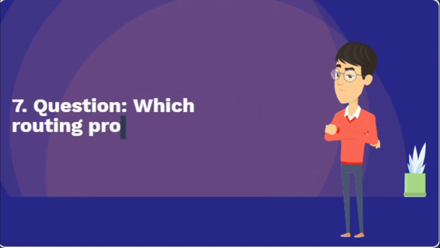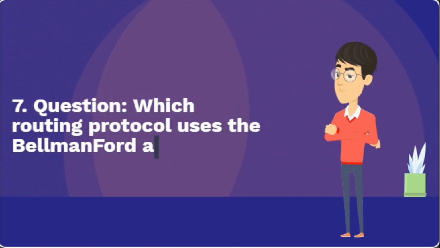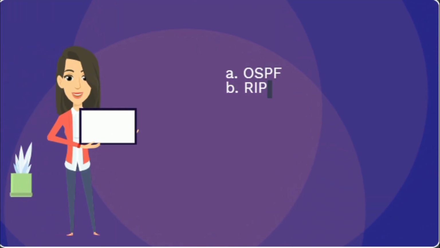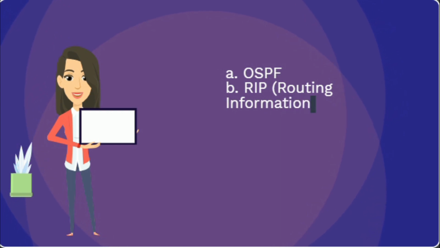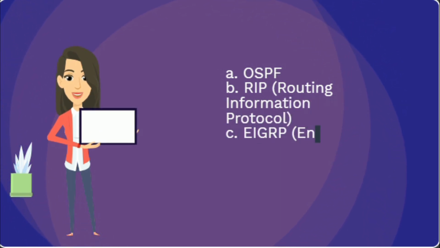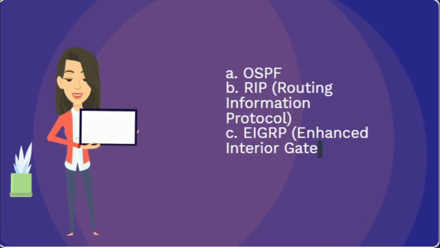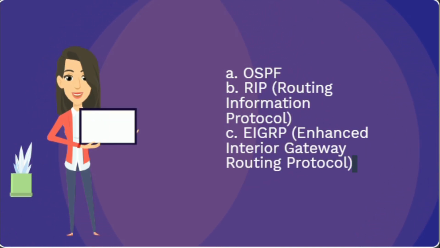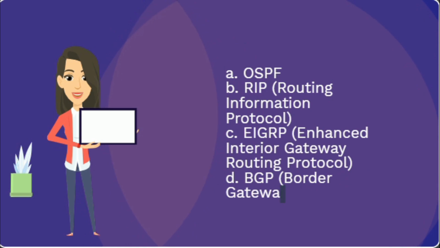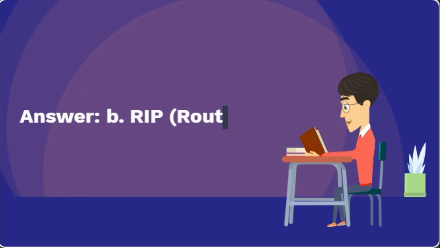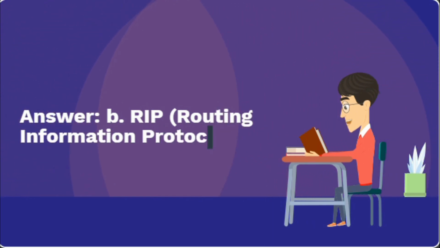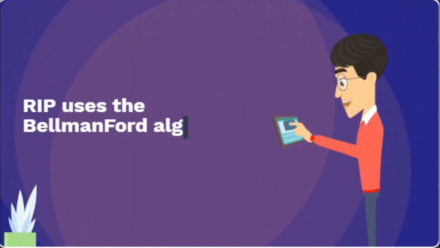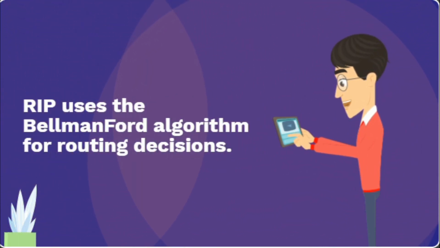7. Question: Which routing protocol uses the Bellman-Ford algorithm? A. OSPF B. RIP, Routing Information Protocol. C. EIGRP, Enhanced Interior Gateway Routing Protocol. D. BGP, Border Gateway Protocol. Answer: B. RIP, Routing Information Protocol. RIP uses the Bellman-Ford algorithm for routing decisions.